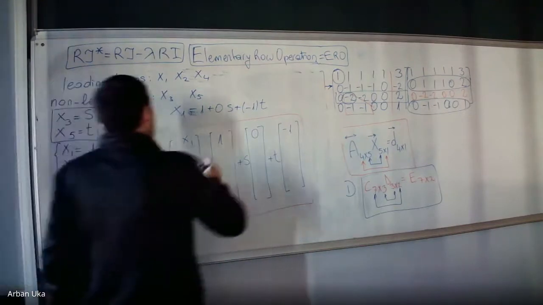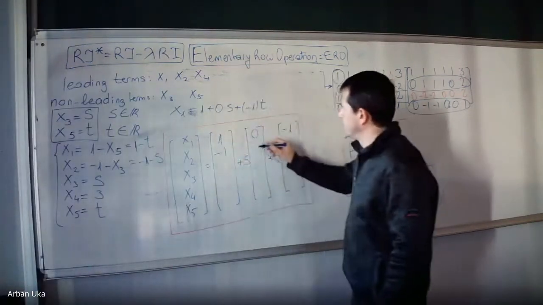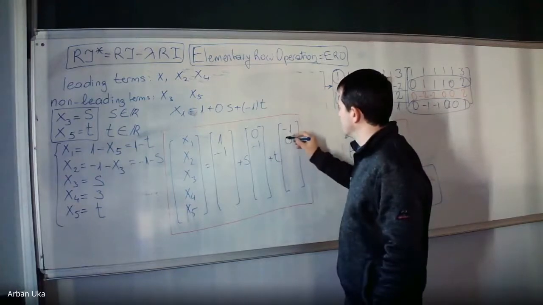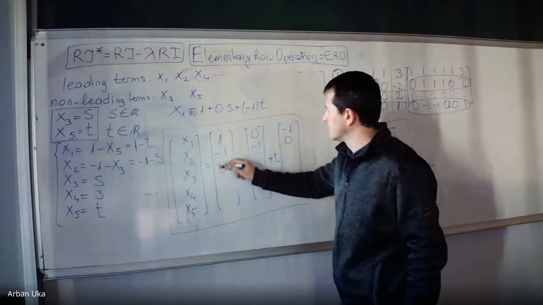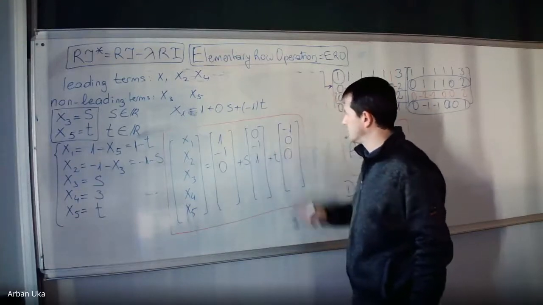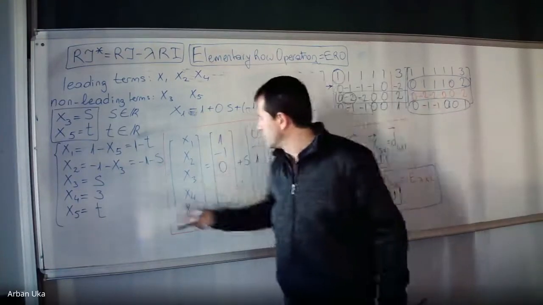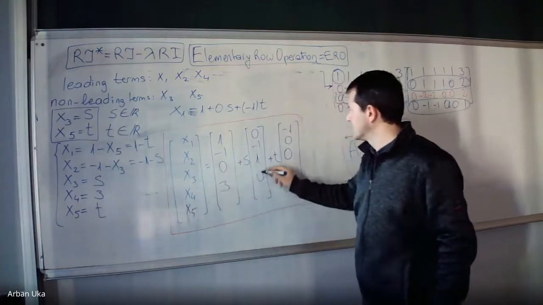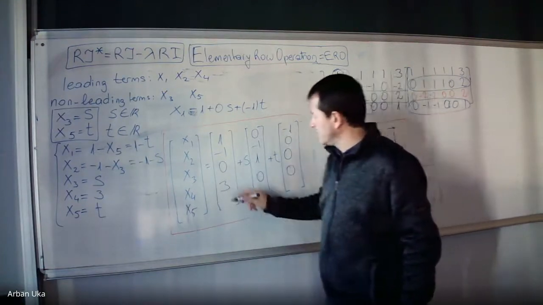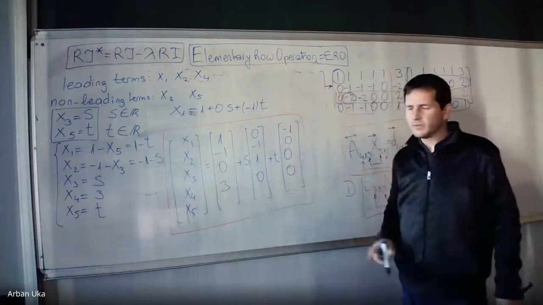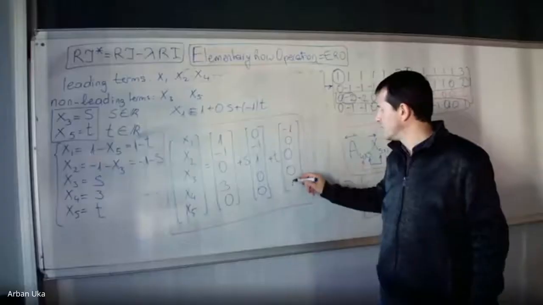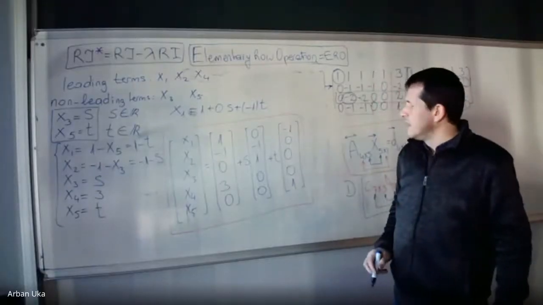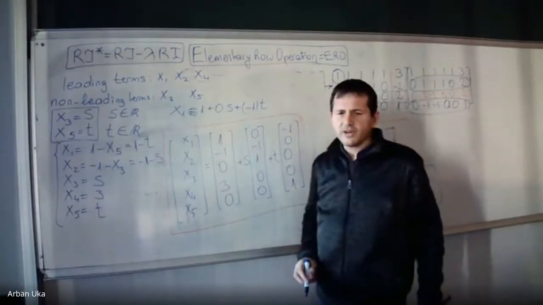x2, what is x2? We have the constant term minus 1, 0. Then x3 is equal to s. How can you write x3 is equal to s? We just put 1 here, 0, right? x4 is equal to 3. It's a constant term, 3, 0, 0. x5 is equal to t. Somebody tell me what should I write before x5? 0, 0, 1. Okay. So it looks like we have 5 unknowns.